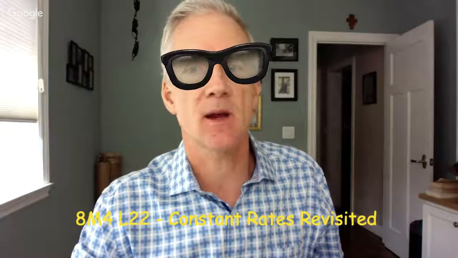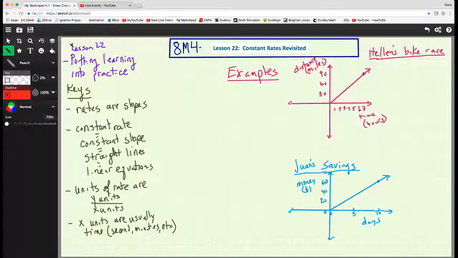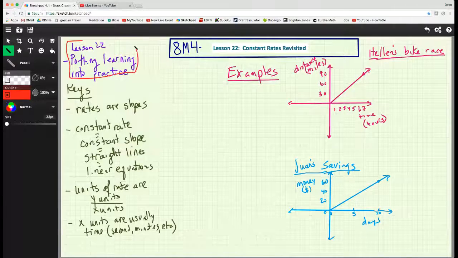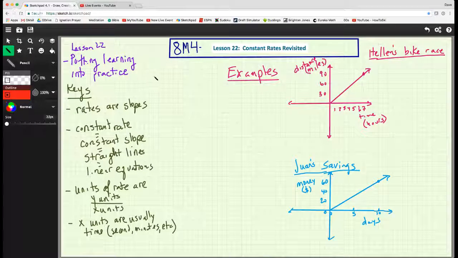Well, today we are going to use what we've learned over the past few lessons, and we will put our learning into practice. That's what lesson 22 is about: putting into practice what we've done the last few lessons. So we're going to do some word problems. Basically, learning into practice means word problems.